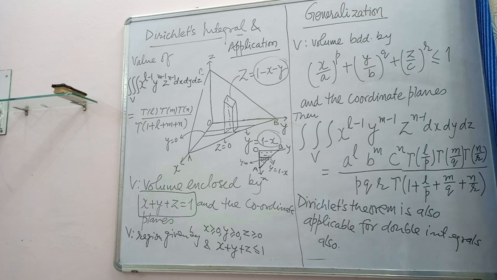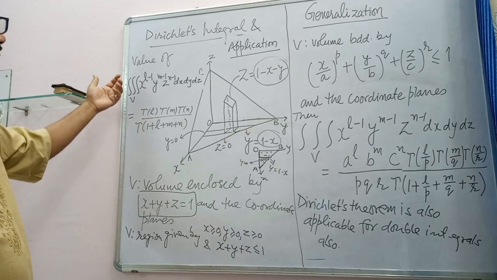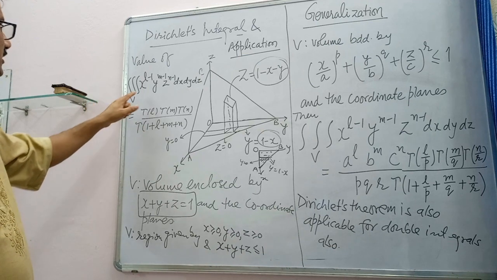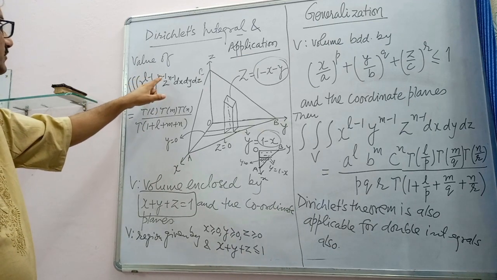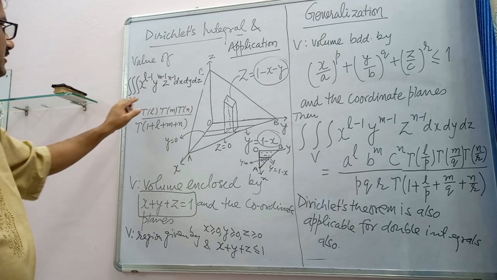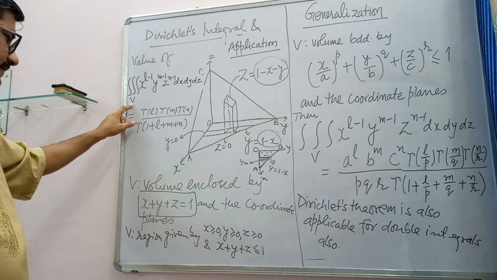Today we will discuss the Dirichlet's integral and its applications. What is the Dirichlet integral? Dirichlet integral is a volume integral, or you can say it is a triple integral: x to the power l minus 1, y to the power m minus 1, z to the power n minus 1, dx, dy, dz over the volume V. What is V?